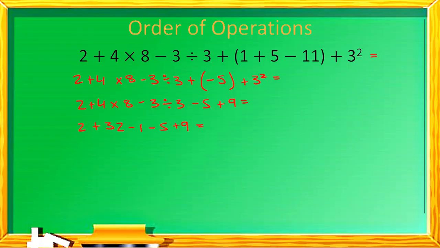And now we can do our addition and subtraction. So we did our multiplication and division. Now we can do addition and subtraction. So we have 2 plus 32 will give us 34. Minus 1, 33. Minus 5 will give us 28. And plus 9 will give us 37. So brackets, then the power, then we can multiply and divide, then we can add and subtract.